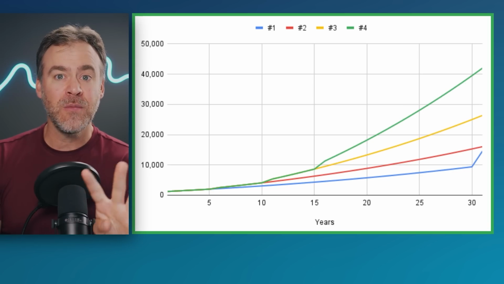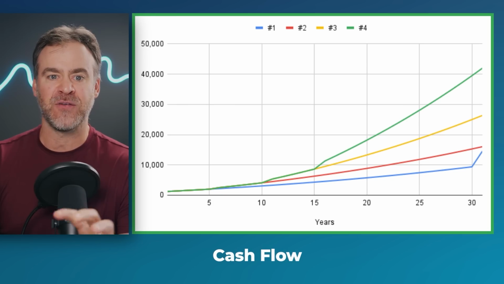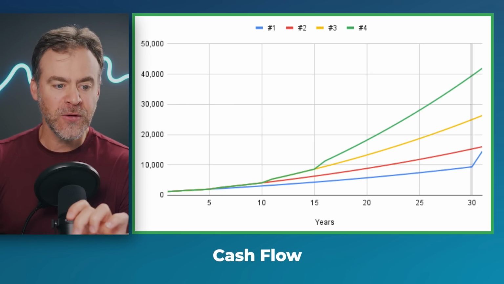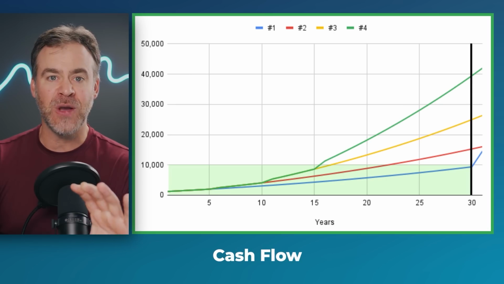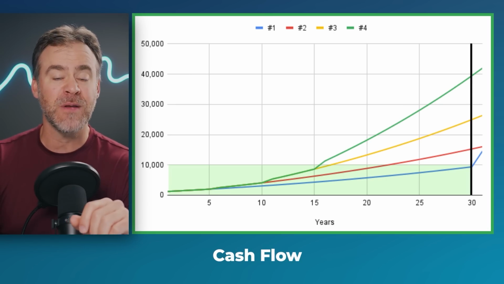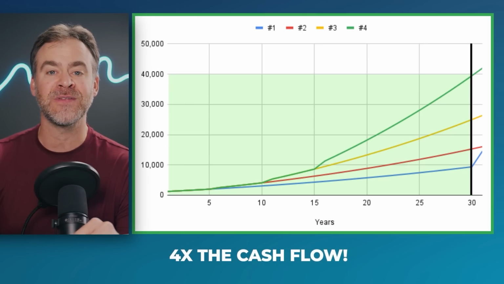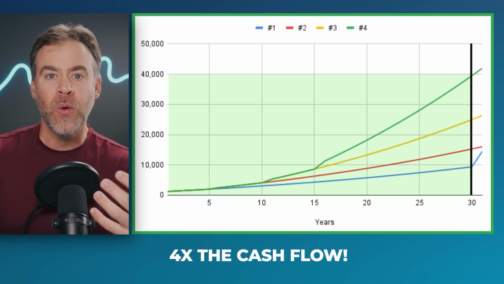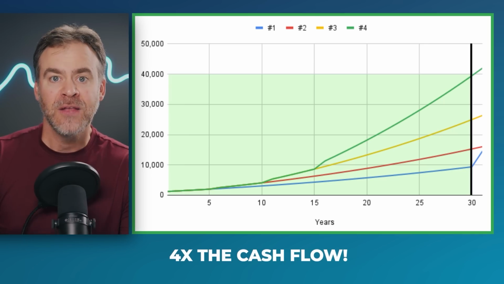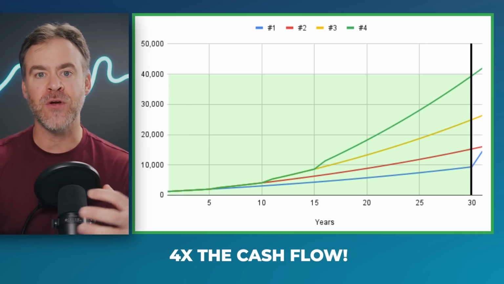Again, these are the same 4 properties we just ran the scenario on, and look at the difference in cash flow. In year 30, we're at about $10,000 a year in cash flow. And you jump to the 4 properties, now we're at $40,000 in cash flow. That's a 4x difference in cash flow. So you've increased your cash flow by 4x with no extra money out of your pocket, just by optimizing the equity. So you're taking the equity and you're creating more cash flow.